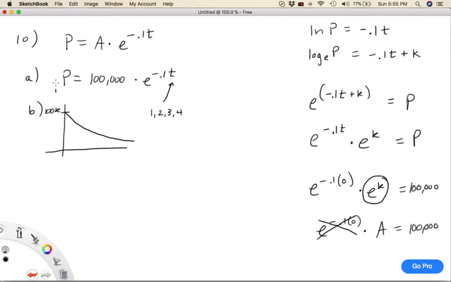You could also graph this on a calculator, and hopefully it looks something like this. It should be an exponential decay function, and the initial value on the y-axis should be 100,000, right? Because at year 0, your $100,000 would be worth $100,000.